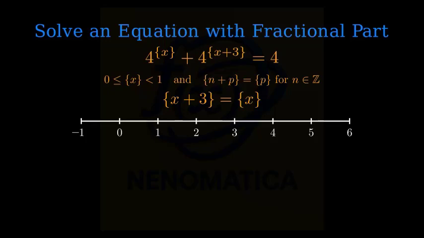A key property is that adding any integer inside the braces does not change the fractional part. Left brace n plus p, right brace equals left brace p, right brace, for any integer n. Since 3 is an integer, we immediately have left brace x plus 3, right brace equals left brace x, right brace. Let's visualize why this is true on a number line, and then apply it to simplify the equation.